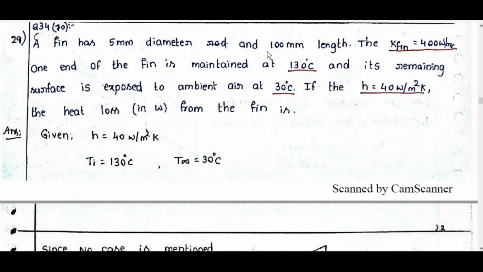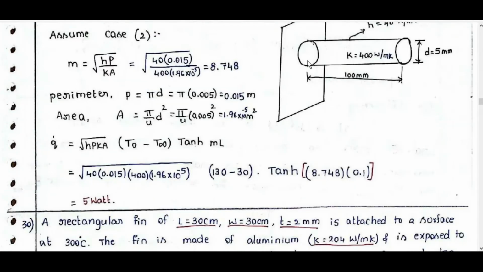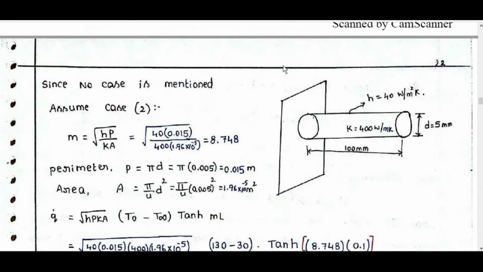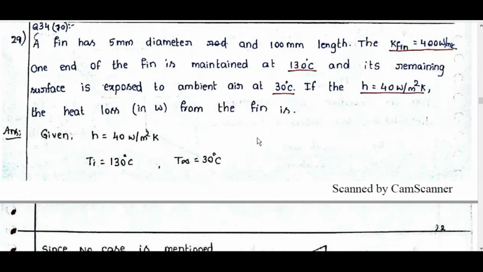Now coming to questions. Here diameter and length are given, k of fin is given, T naught is 130 degrees, the remaining exposure T infinity is 30 degrees, h is given. Heat loss is equal to... here the fin is of finite length. So assume case 2. m is equal to root(hP by kA), P is equal to pi d, A is equal to pi by 4 d square. So root(hPkA) into (T naught minus T infinity) tanh mL.